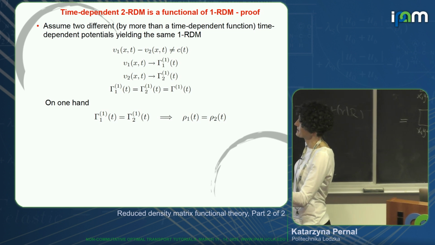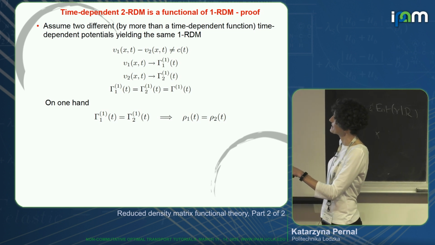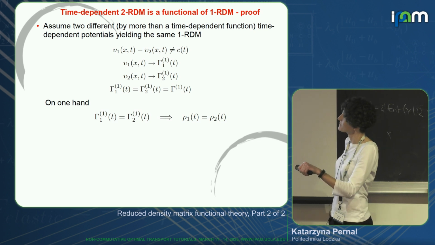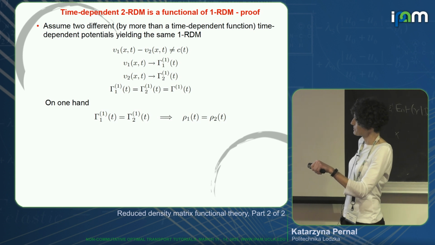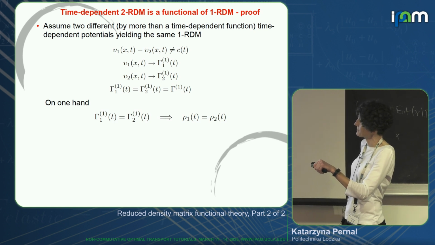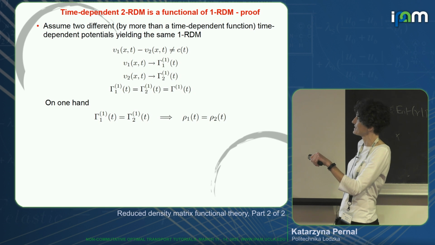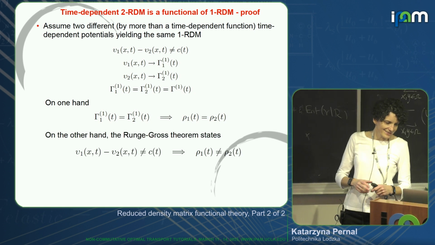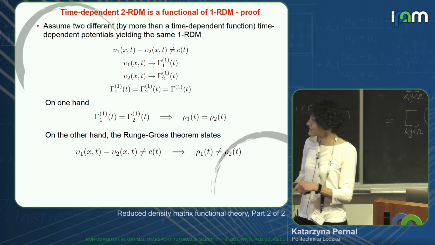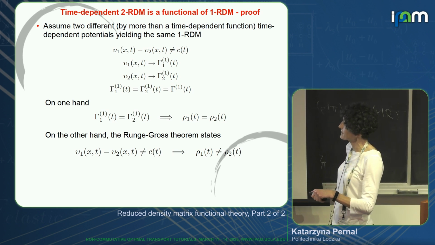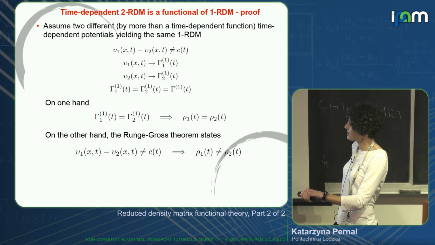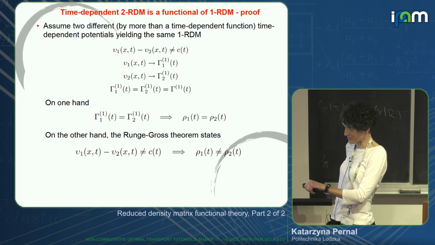But if that's the case, then it means that also the density, remember, electron density is the diagonal part of the one electron density matrix. So if two density matrices are equal, it means that also the densities, the diagonal parts, are equal. But then it contradicts immediately the Runge-Gross theorem, which states what it says here, that if you have two different potentials, then also the time-dependent densities are different.